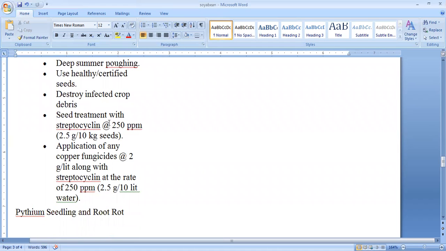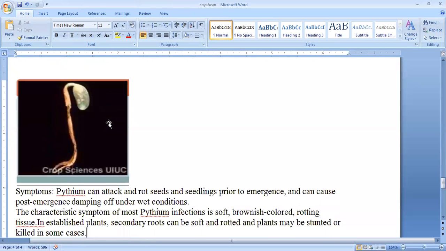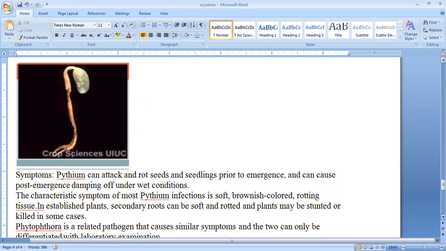is very helpful. Now, another disease and the last disease is Pythium seedling and seed rot. Here you see a picture of the seedling, and you can see the rotting happening. Pythium can attack and rot the seeds and seedlings prior to emergence and also cause post-emergence damping off in wet conditions. The most characteristic symptom is soft brownish colored rotting tissue. The secondary roots can be soft rotted, and therefore the plants will be stunted and killed in some cases.